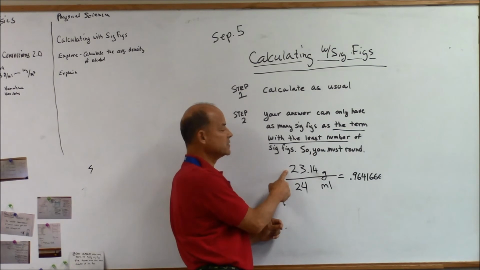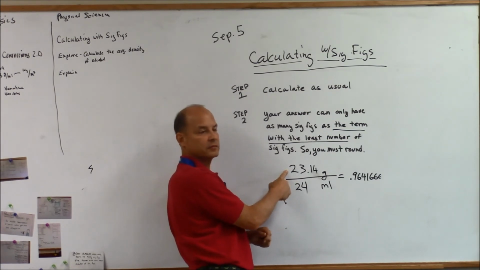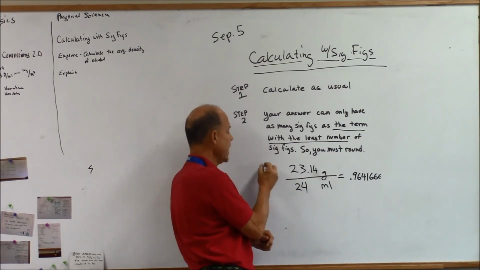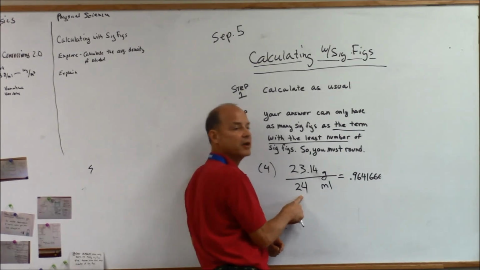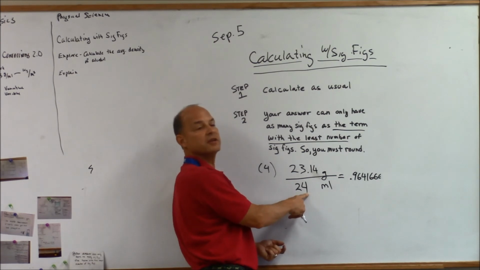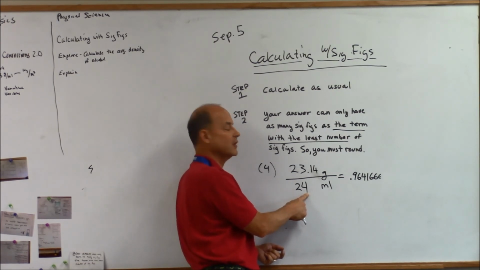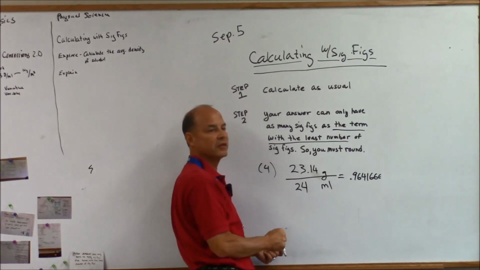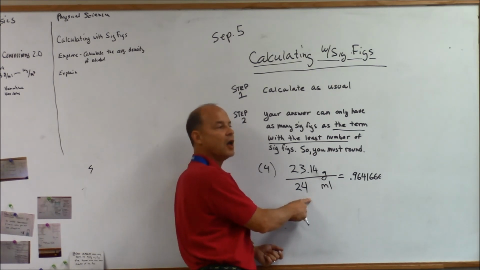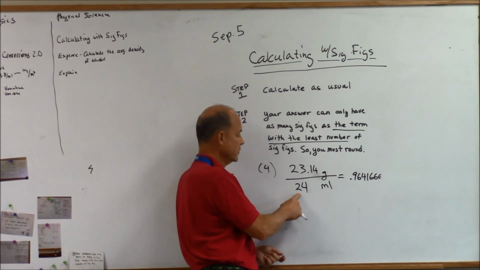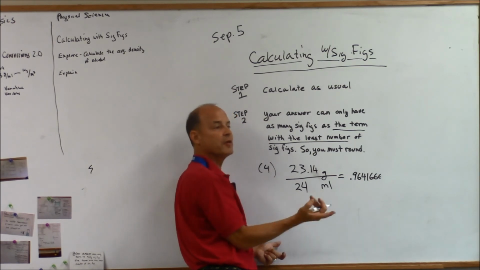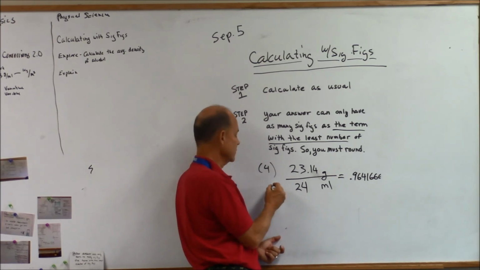Diego, how many sig figs does 23.14 have? 4 sig figs. How many sig figs does the number 24 have? Marcus, can you see the number? I saw you're looking behind. The number 24, how many sig figs does that have? All non-zero numbers are significant. Are these numbers non-zero? This is not 0. This is not 0. So they both must be significant. So how many sig figs are there?